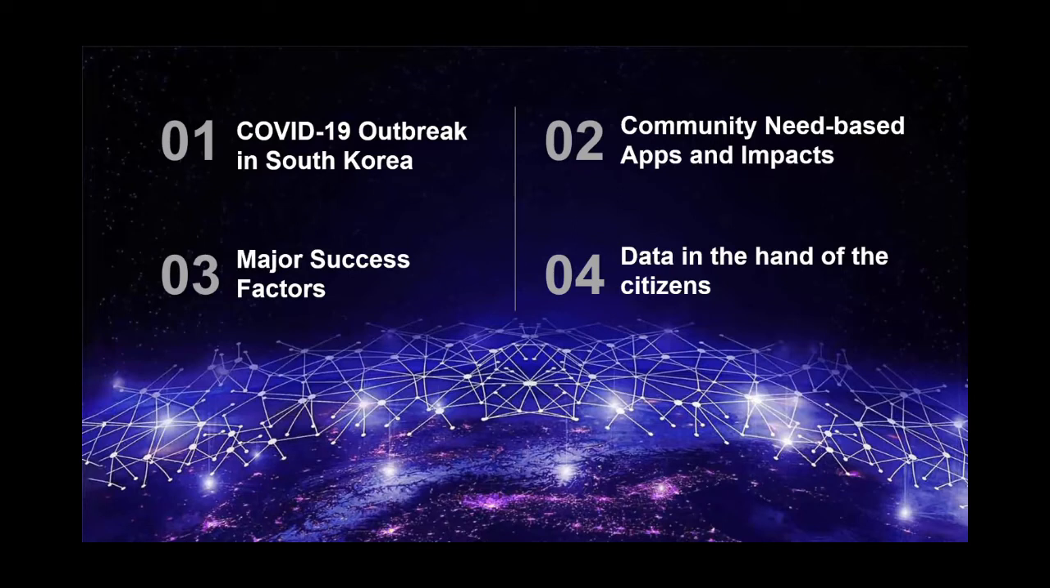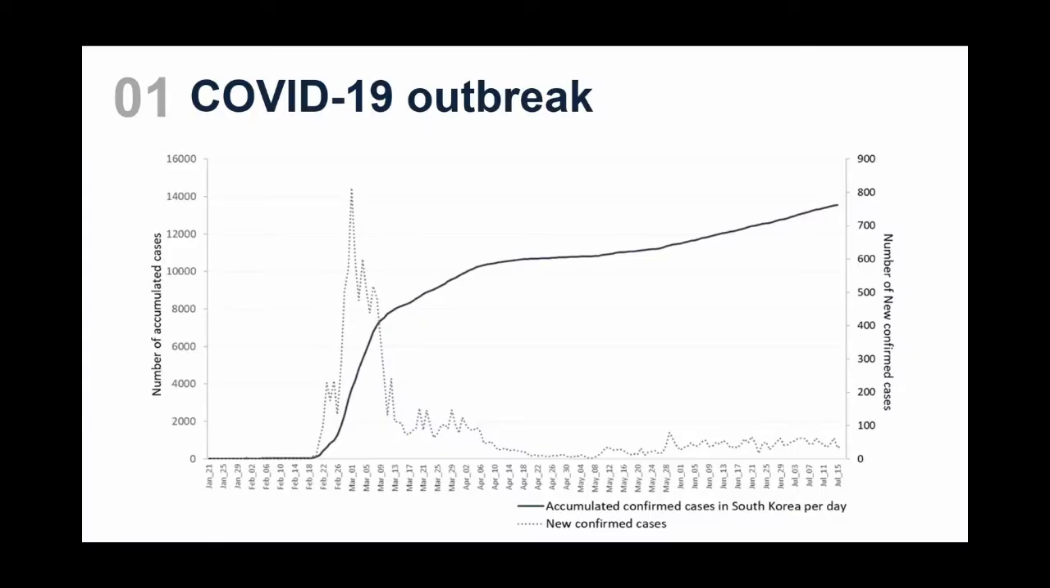with its use. So my presentation will cover mainly four parts. First, the COVID-19 outbreak in South Korea, then community need-based apps and their impacts, and what are the major success factors behind the rapid development of COVID-19 apps. And finally, I will give you two examples of how the community or individuals used geospatial information to develop COVID-19 related apps.